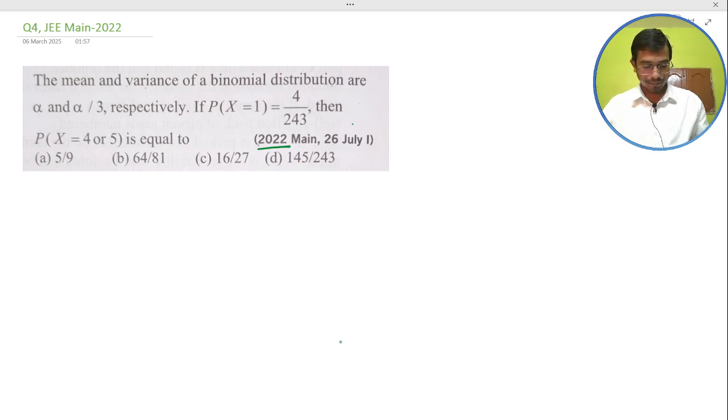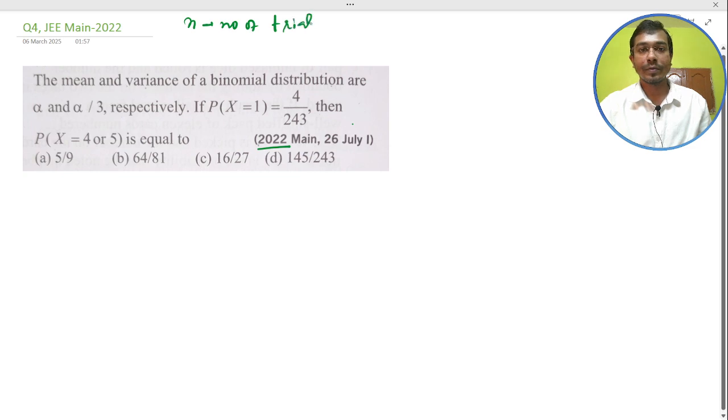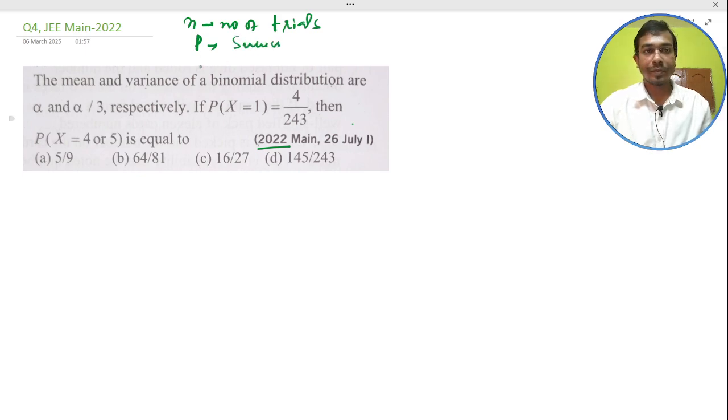First try yourself. This is a very important question. Let n be the number of trials, p the probability of success, and q the probability of failure.